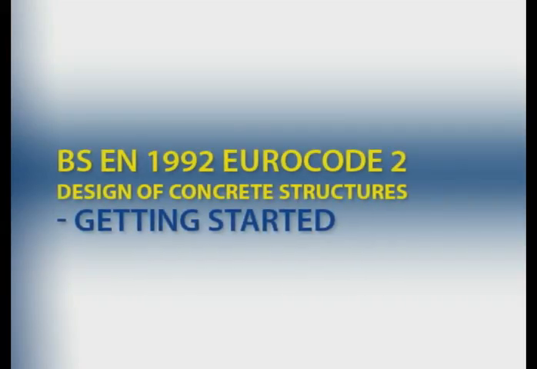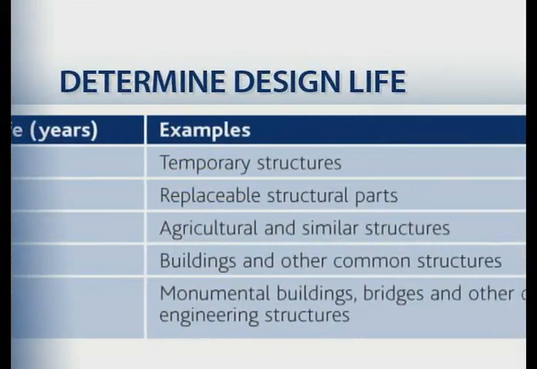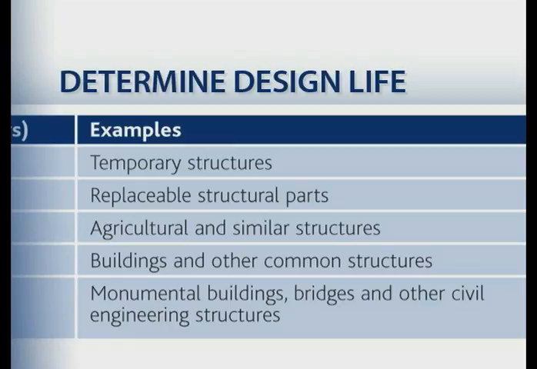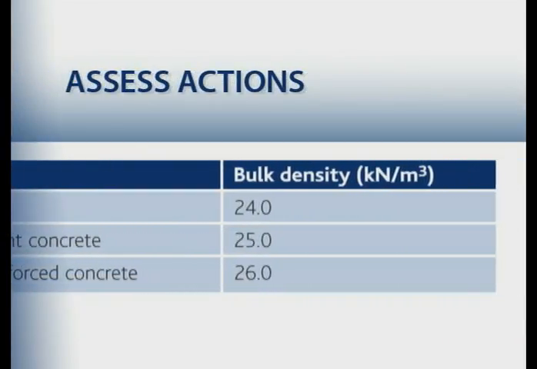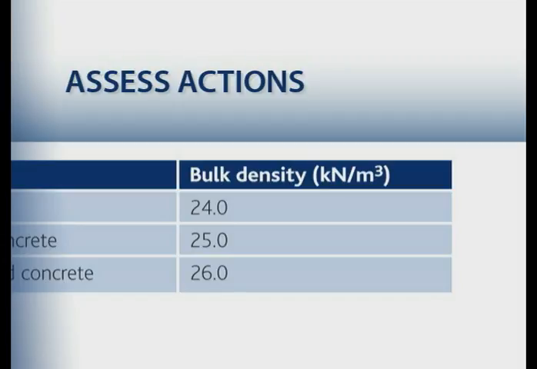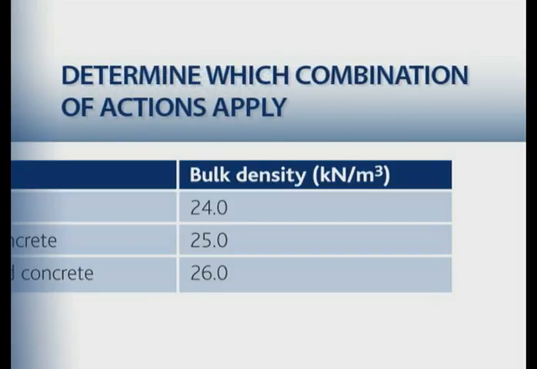Let's have a think about what the designer needs to do to get started. The first thing that the designer needs to do is determine the design life. These are given in Eurocode Basis of Structural Design and its national annex in order to establish durability requirements. Then assess the actions. A wide variety of actions are given in BS EN 1991, including densities and self-weights of materials. Next, determine which combination of actions apply, namely the value of actions when a limit state is under the influence of different actions. Numerical values for the partial factors are found in BS EN 1990.